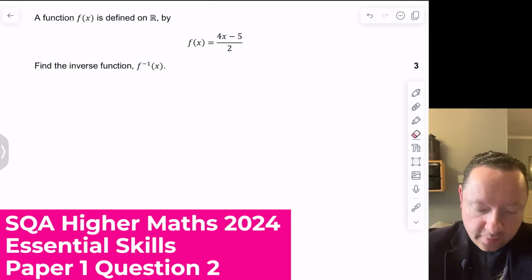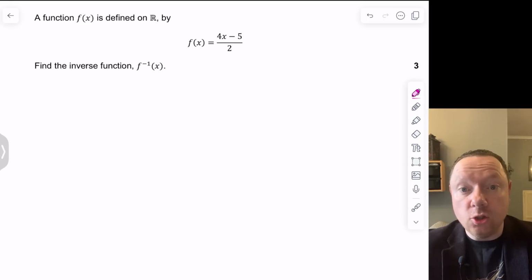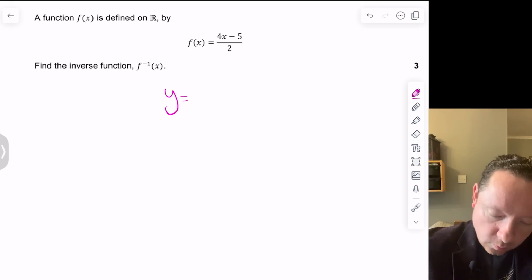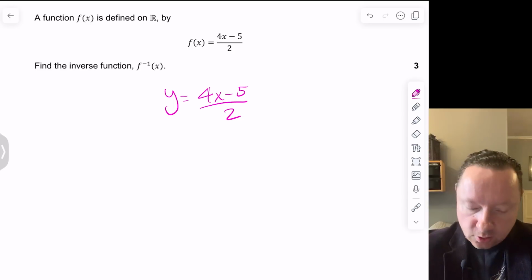Question 2, a function f of x is defined on R, the real numbers, by f of x is (4x minus 5) over 2. Find the inverse function. There's a few ways to do this, but I'm going to show you the most common way and the pitfalls to avoid. What I do is I call this y equals (4x minus 5) over 2, and you're going to make x the subject. So you're going to rearrange.